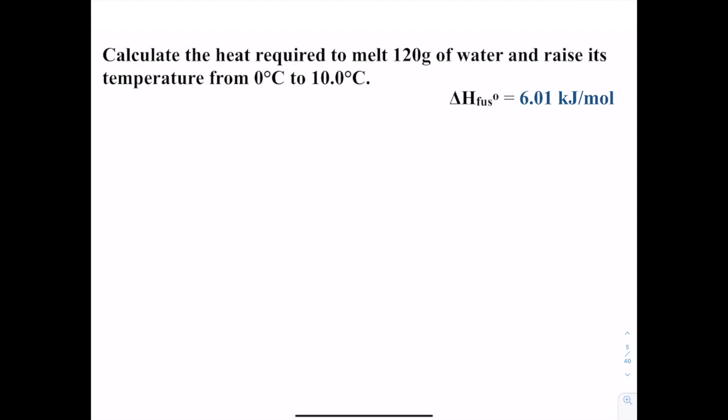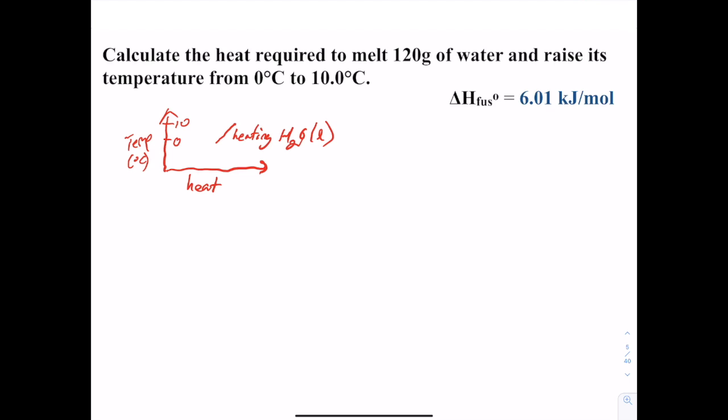The next question says to calculate the heat required to melt 120 grams of water, which we just did, and raise its temperature from 0 to 10 degrees. If you remember, you probably saw heating curves before. As you add heat, you raise the temperature. And so we are going to go from 0 to 10. But before that, that's the liquid water.